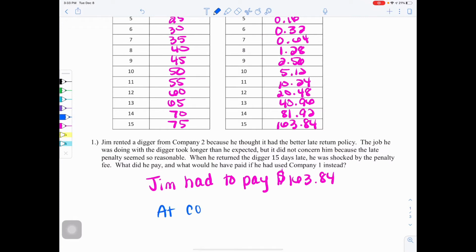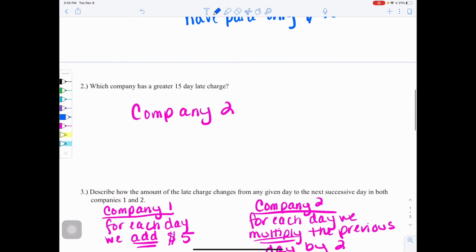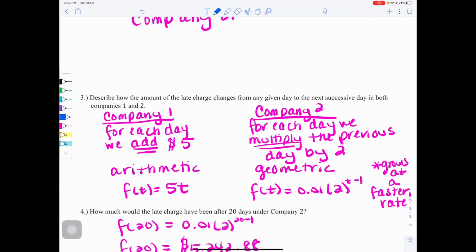What would he have paid instead at company 1? He would have paid only $75. So it seemed like a good idea, but then he ended up being 15 days late, which changed everything. Now question 2: which company had a greater 15-day late charge? We saw company 2 did. In number 3, describe how the amount of late charge changes from any given day to the next in both companies 1 and 2.